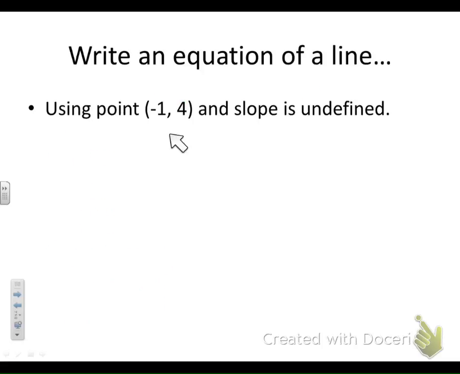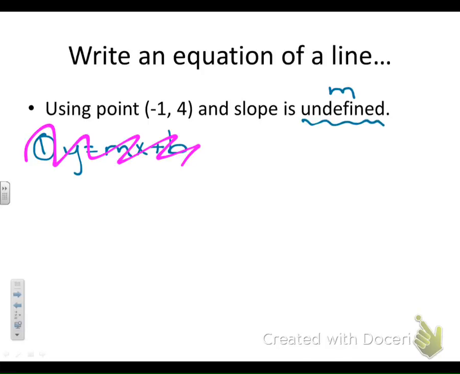Write an equation of a line using the point -1, 4, and slope is undefined. Going through this the usual way, we typically set up y equals mx plus b, start plugging in points, but then we realize, wait a second, our slope is supposed to be undefined. That's not a number. So it's almost like I need a new strategy. We cannot use y equals mx plus b. We have to have a new thing. It's a vertical line.